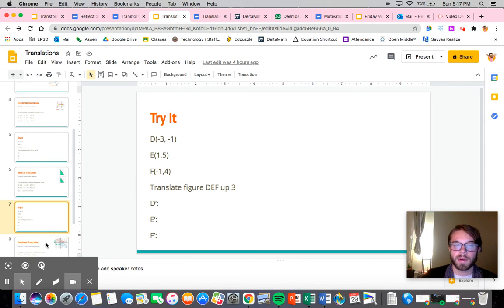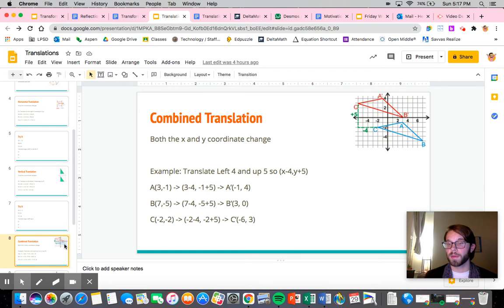All right, so now we're going to put them together, and we're going to change both. So we're going to be doing a combined translation. Ultimately, the effect is you have a diagonal slide. Basically, all we're doing is we're taking our x translations, our horizontal translations, and our vertical translations, and we're combining them. So we're going to do both.